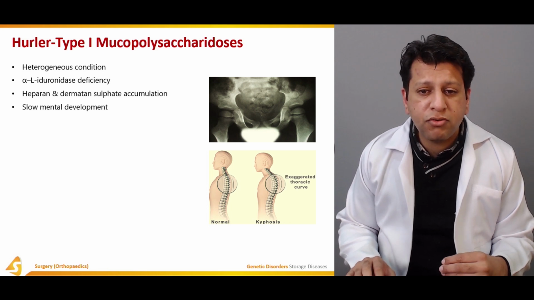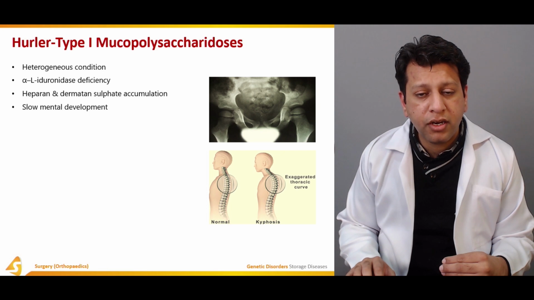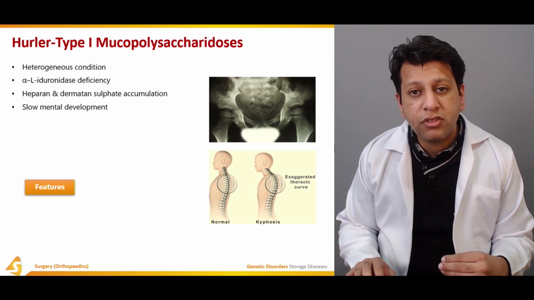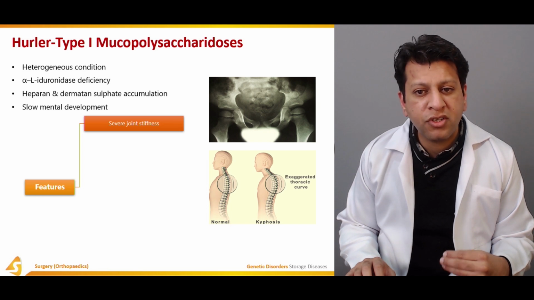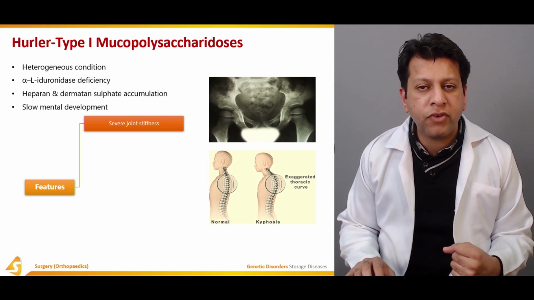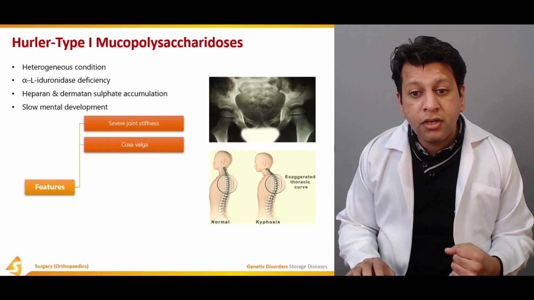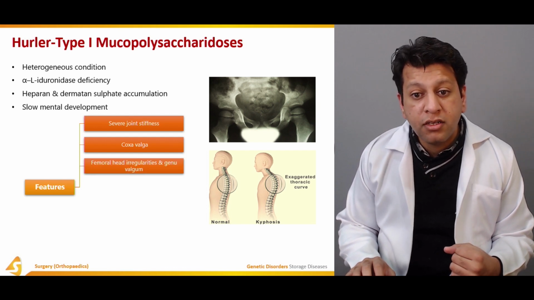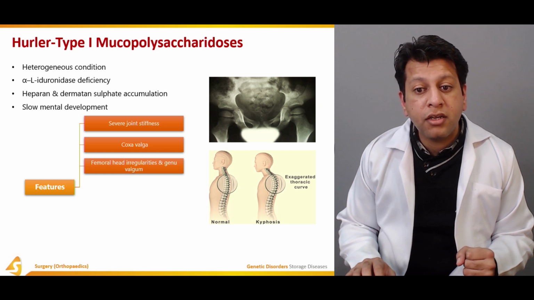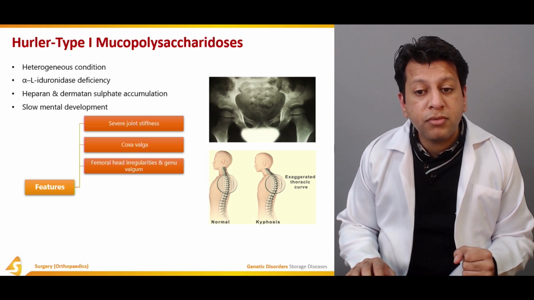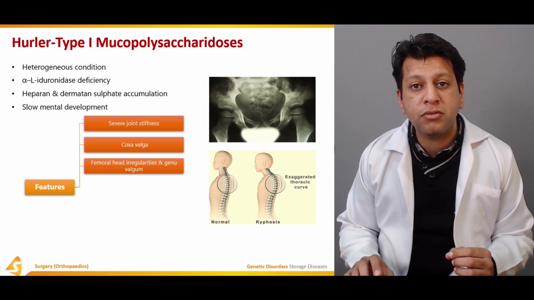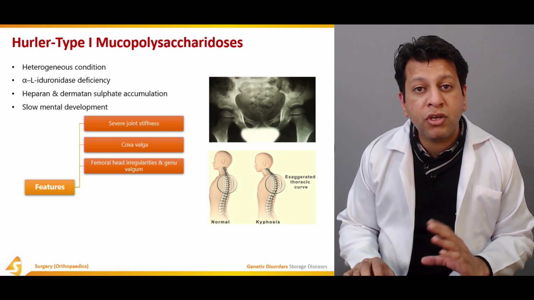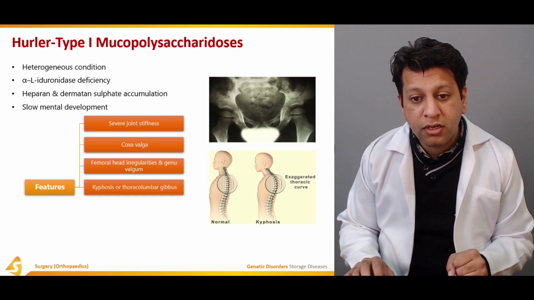a condition which, although very rare, is characterized by slow mental development, and other features include severe joint stiffness. Why? Because heparan and dermatan sulfates get accumulated in the joints. There is coxa valga, that is, increased neck-shaft angle. Then there are femoral head irregularities and genu valgum, that is, knock knees, and femoral head irregularities because of accumulation in the hip joint and knee joint.